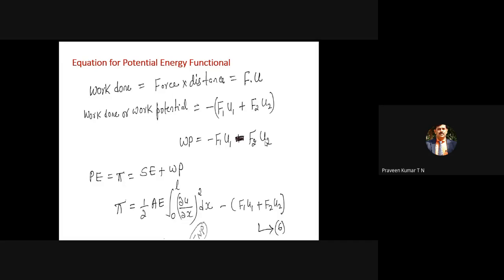Now we have the potential energy functional pi here. I think the PPT is visible now. Someone can respond. Is the PPT visible or not? Yes, sir. Yes.